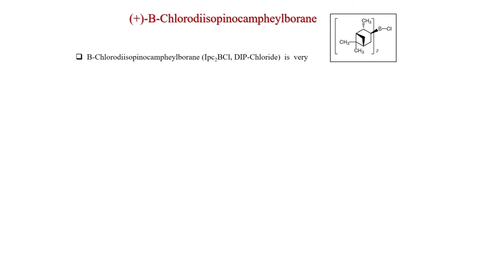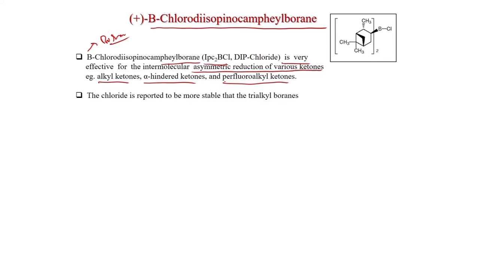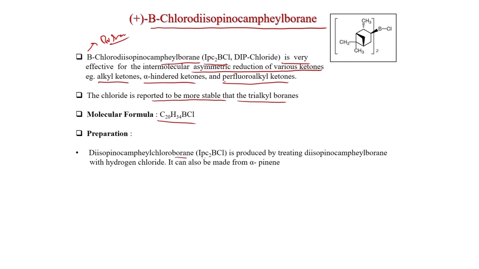Now, we will discuss where the hydrogen is replaced with chlorine, that is called B-chlorodiisopinocampheyl borane. B means boron. B-chlorodiisopinocampheyl borane, IPC2BCl, is very effective for the intermolecular asymmetric reduction of various ketones, for example alkyl ketones, alpha hindered ketones, perfluoroalkyl ketones. The chloride is reported to be more stable than the trialkyl boranes. Molecular formula C20H34BCl.